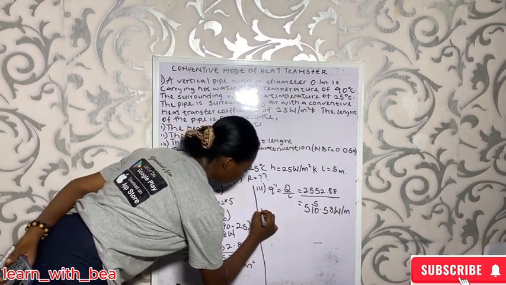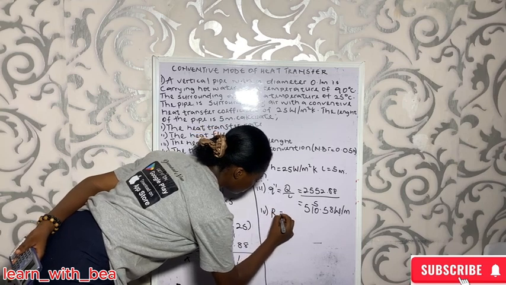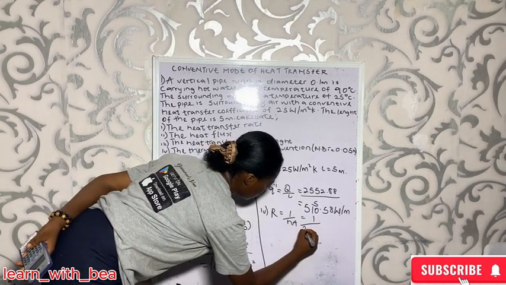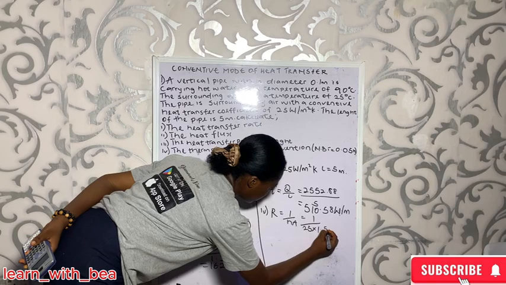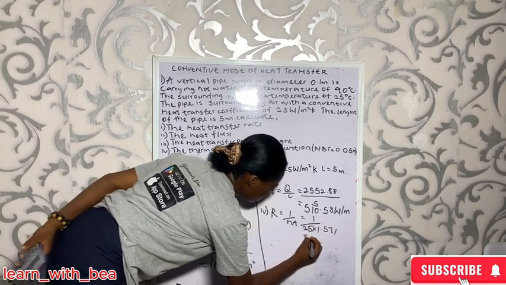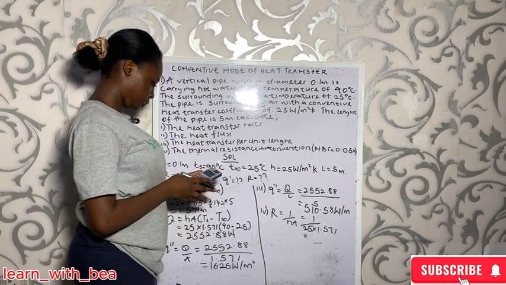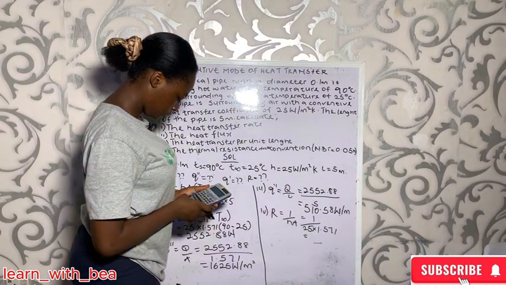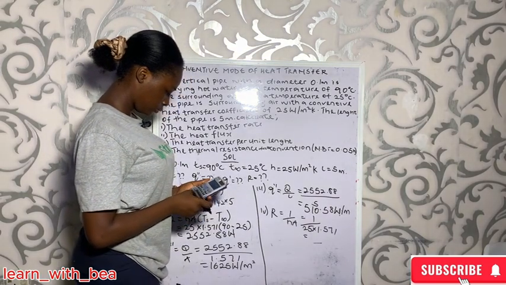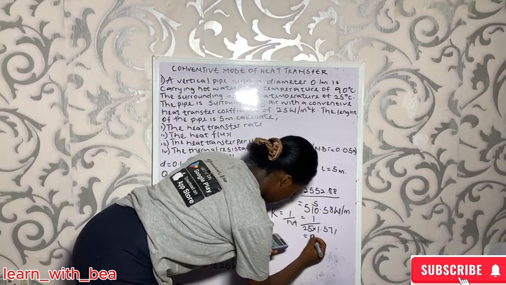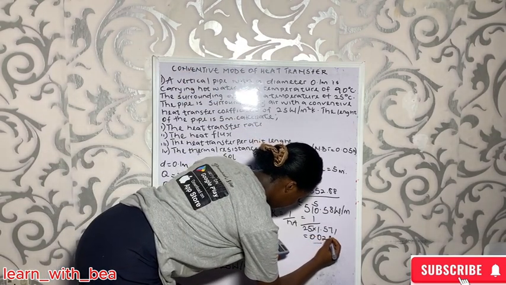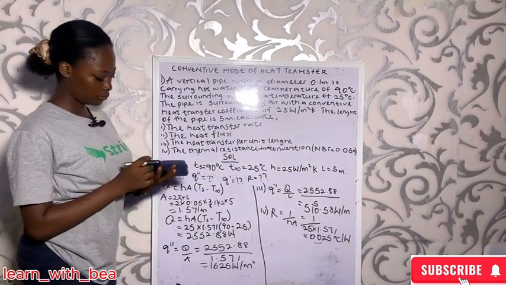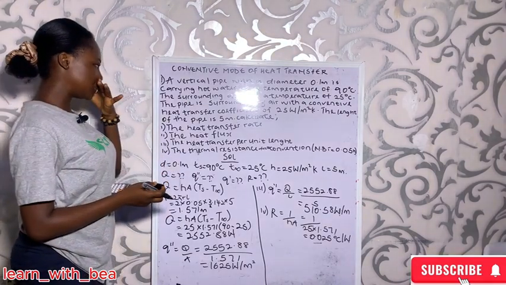Then the last question, we have to calculate the thermal resistance due to convection. The thermal resistance due to convection, which is R, is 1 over hA. So that's 1 divided by, what's h? 25. And what's our A? 1.571. So what's this going to give us? This is 0.025 degrees centigrade per watt. So everything we have to calculate, we've gotten them.